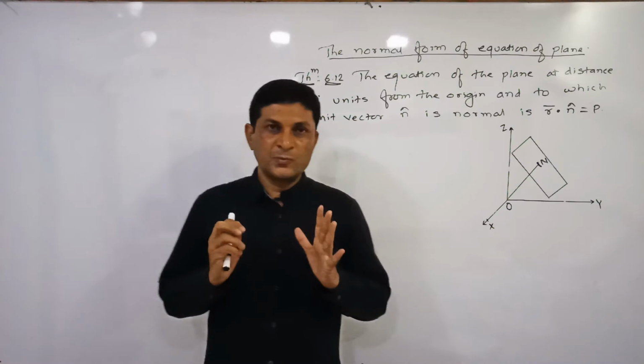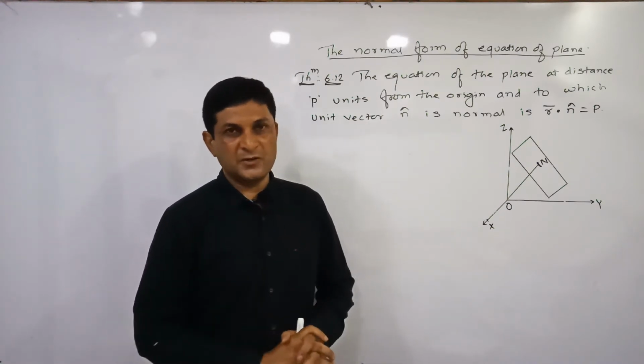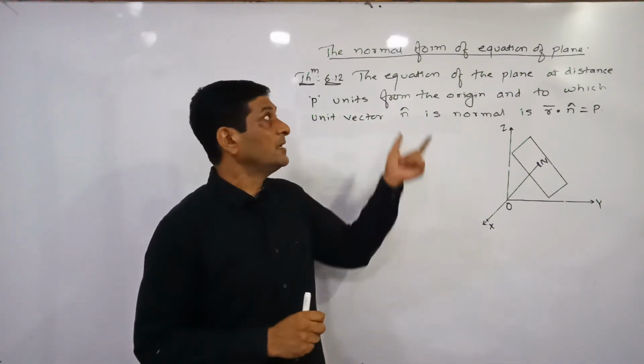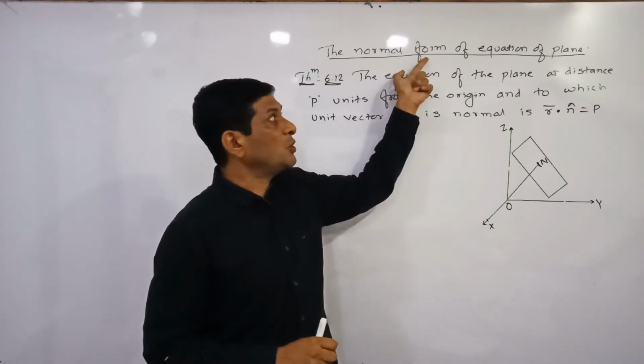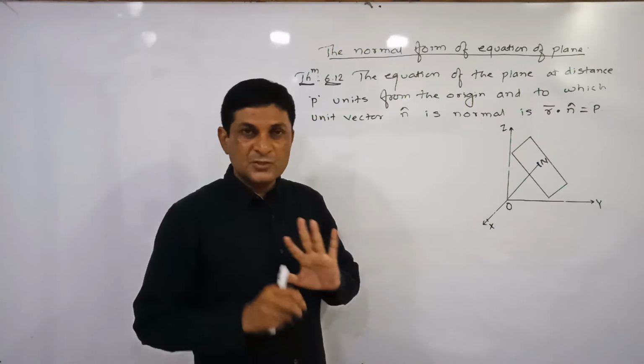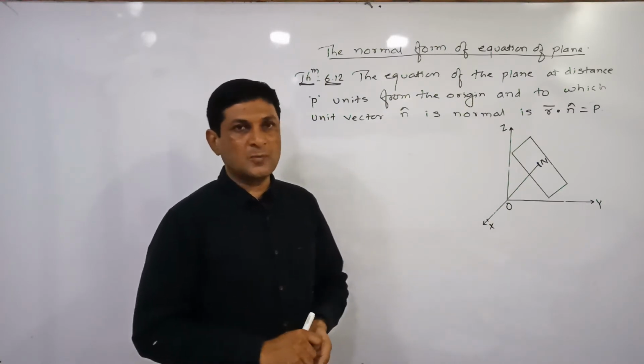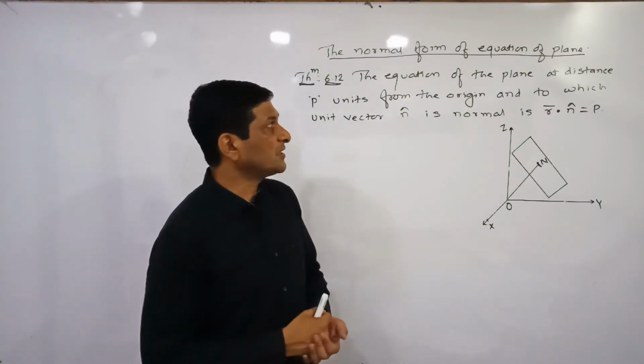Now let us try to prove the next important formula to find out vector equation of plane. This formula is also called as equation of plane in normal form, isn't it? So vector equation of plane in normal form. So try to understand the given condition.